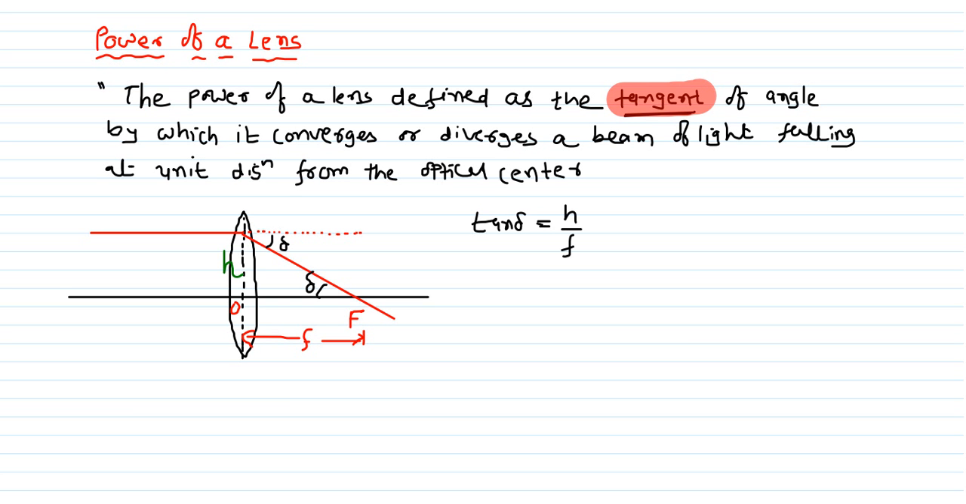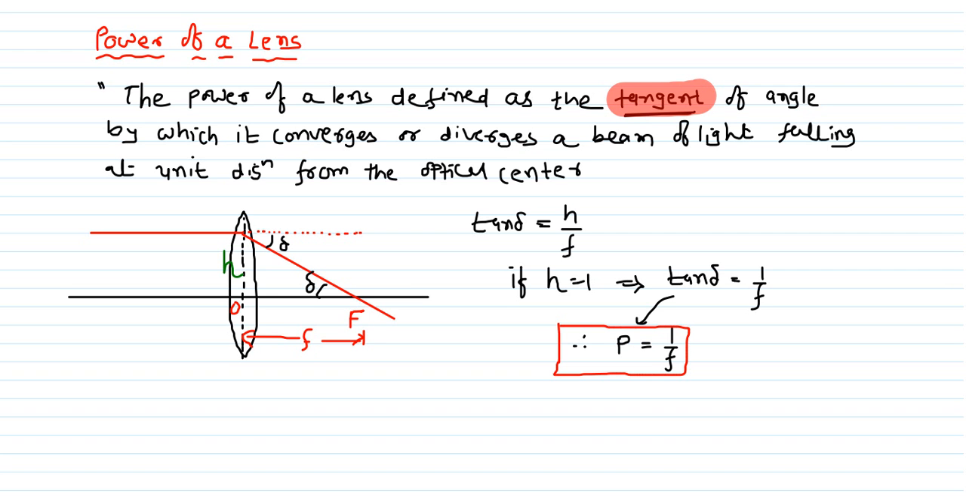So at unit distance from the optical center, if h is equal to 1, then tan delta is equal to 1 upon f, therefore P is equal to 1 upon f. So it is nothing but the power. In other words, the reciprocal of focal length is known as the power of a lens. It is also a definition of power of a lens.